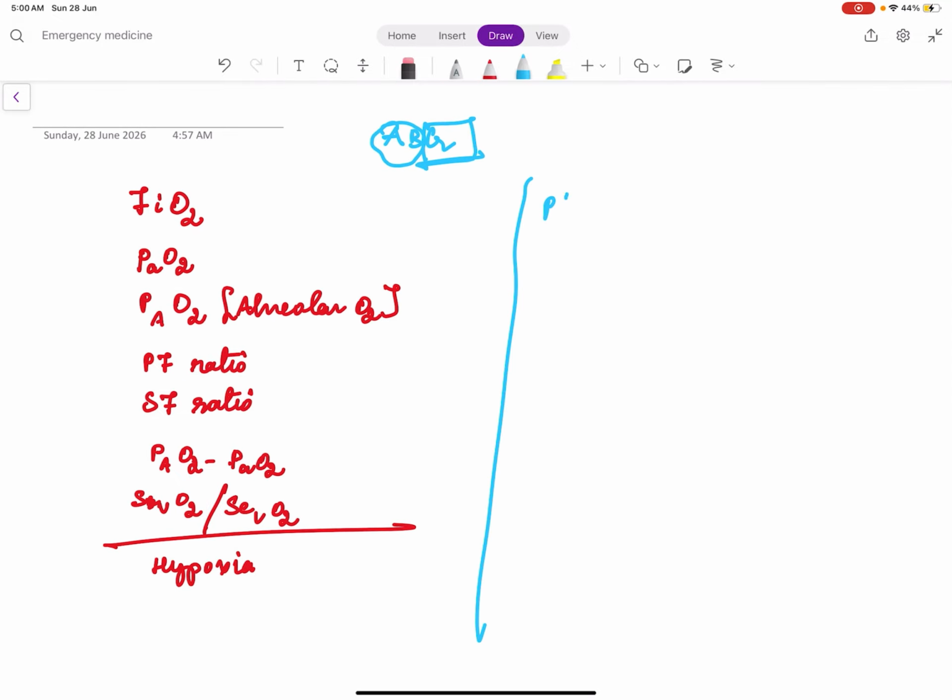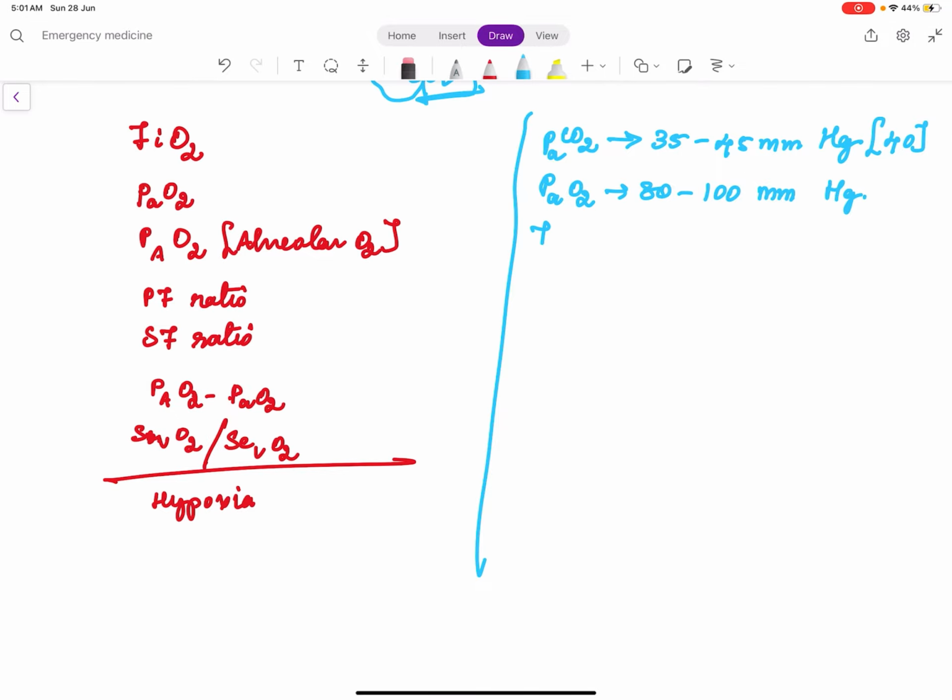Last class we discussed the normal value of PCO2, or arterial CO2, which is 35 to 45 millimeters of mercury. On average, we discussed that the average value is 40 millimeters of mercury. Similarly, we have arterial oxygen content, which is 80 to 100 millimeters of mercury. What is FiO2? It is the fraction of inspired oxygen.